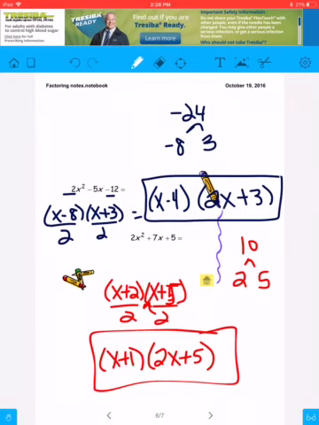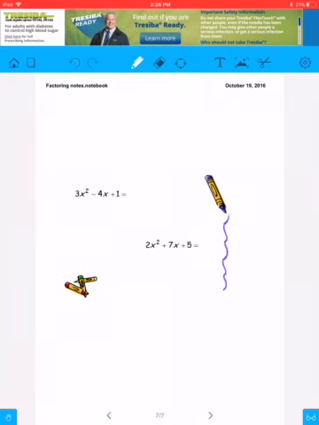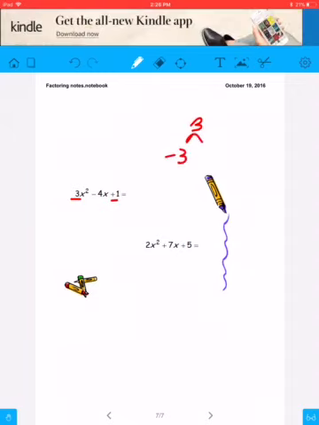I think I've got 1 or 2 more examples here. I have 3x squared minus 4x plus 1. So 3 times 1 is 3. Factors of 3 that add up to negative 4 are going to be negative 3 and negative 1. So I have x minus 3, x minus 1. And now I'm going to divide both factors by 3.